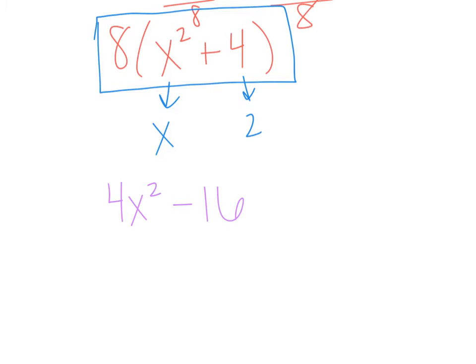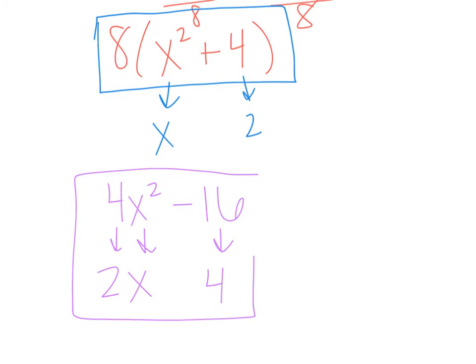However, what else can I do with this problem? Do I have a difference of 2 squares already? Yeah, right? So I can take the square root of 4 and get 2. Square root of x squared is x. So I can get 2x minus 4 and 2x plus 4. So I want you to always make sure that you're looking just to do this step first. Okay? So if you don't have to take a GCF out, don't do it. Just leave it the way that it is.